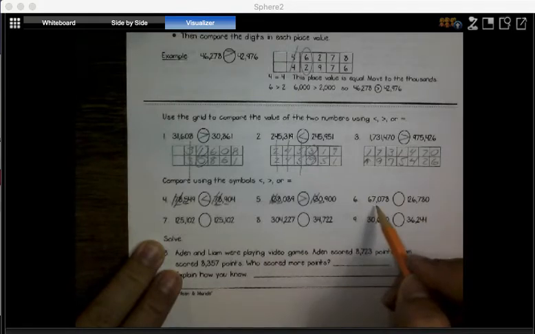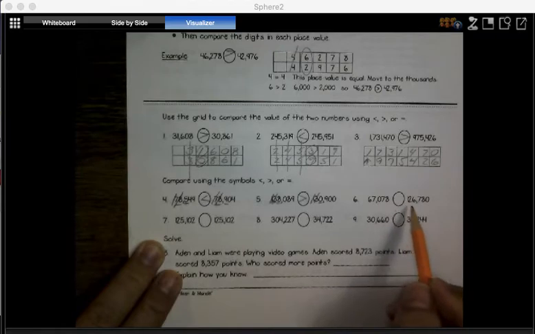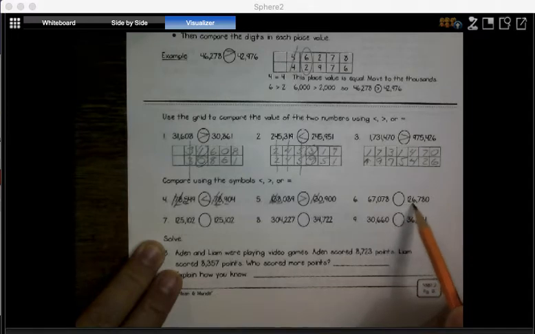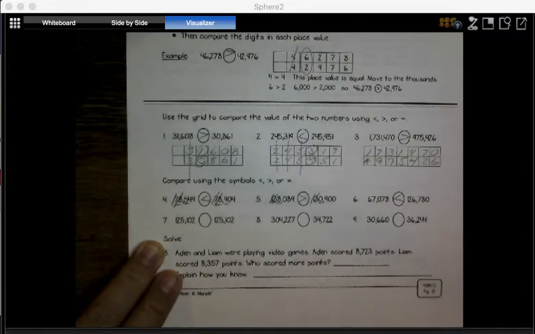Taking a look at number 6, 67,078 compared to 126,780. Not much work has to be done here because we can see the first number has 1, 2, 3, 4, 5 digits, and the second number has 1, 2, 3, 4, 5, 6. Therefore, the first number, 67,078, is less than 126,780.